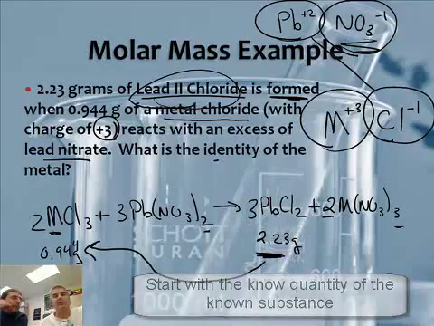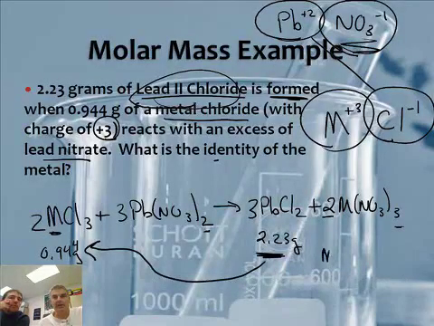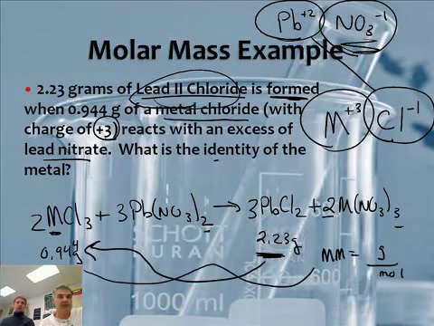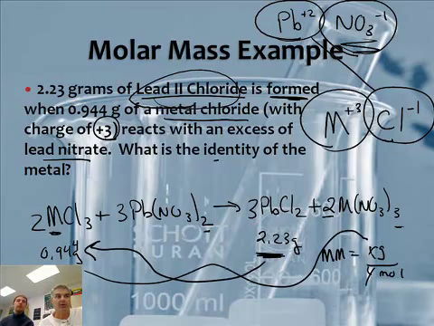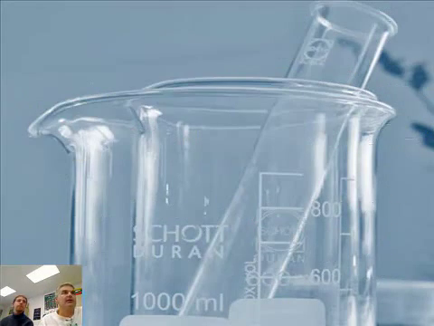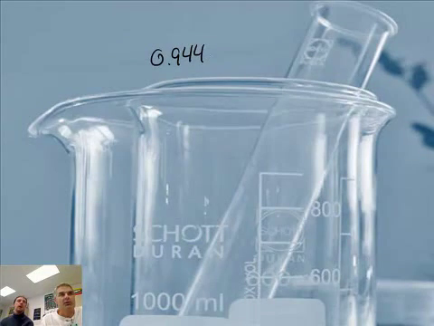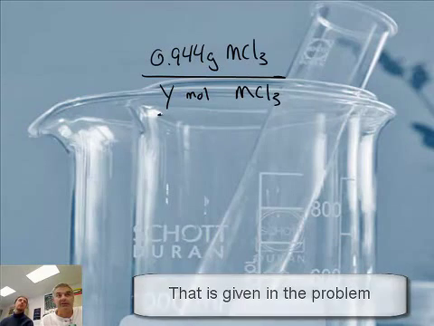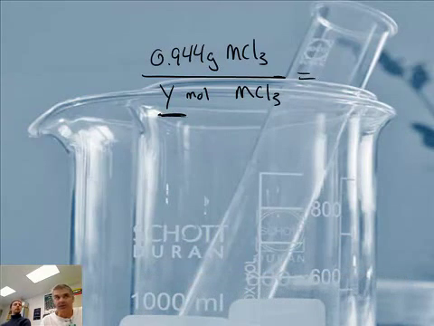Now, one thing I want to also say, I think that's important. Molar mass is grams over moles. Hey, look, we have grams, but we know the grams. The grams is X grams over Y moles. This is 0.944. So we know we have 0.944 grams of MCl3 divided by Y moles of MCl3, which we don't know yet, but we can find. We're going to find that with stoichiometry, and that will give us our answer.